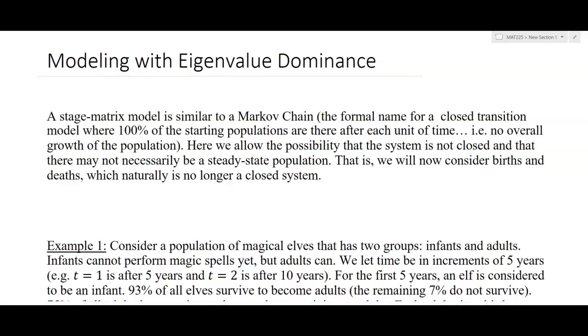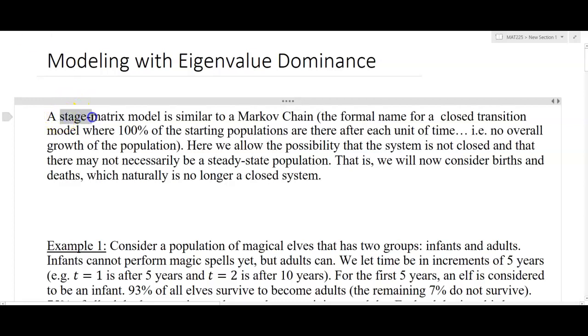Welcome back. In this lesson, we are now going to apply eigenvalue dominance to looking at models, and specifically we'll take a look at these models called stage matrix models. And a stage matrix model is similar to a Markov chain.